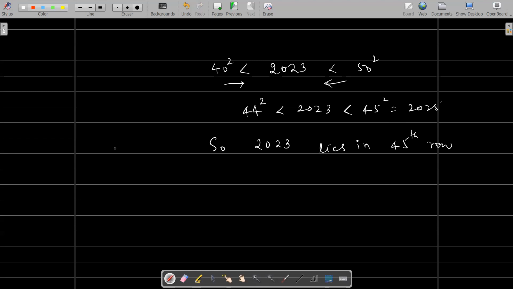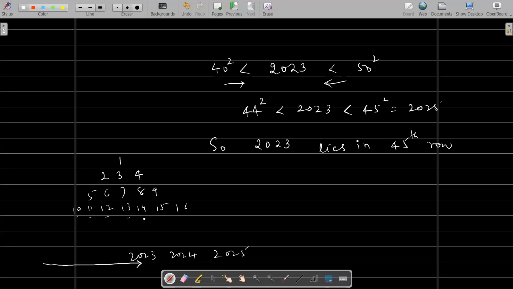So let me again show something related to the pattern. 1, 2, 3, 4, 5, 6, 7, 8, 9, 10, 11, 12, 13, 14, 15, 16, and so on. So see that in the 45th row, I'll have 2025. One before that is 2024. One before that is 2023, right? But I want to know the position from the left side. So for example, 14 is second last in that row, but I want to know 14 is at what position from left? And you see in this case, 14 is 1, 2, 3, 4, 5. So at fifth position from left. So I want the same thing about 2023.